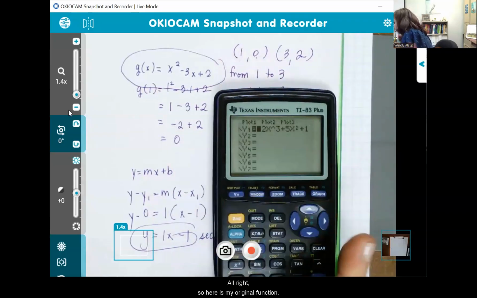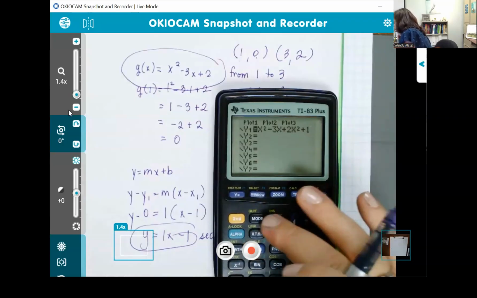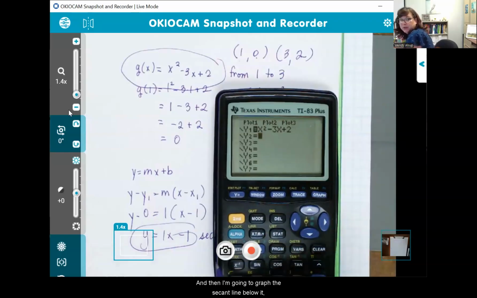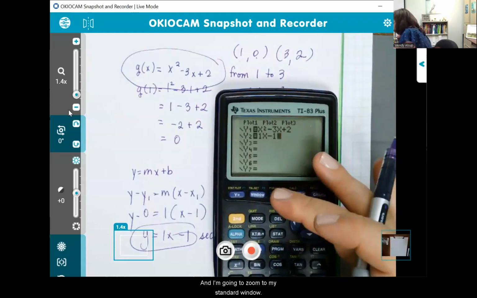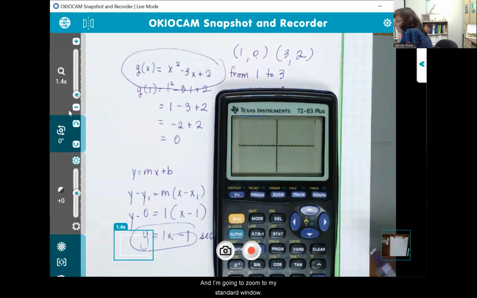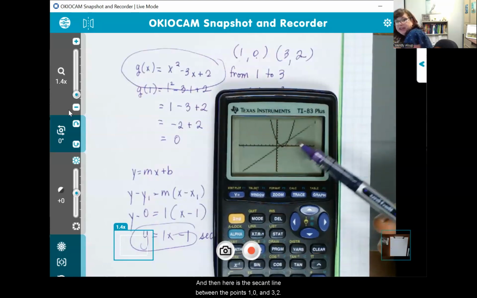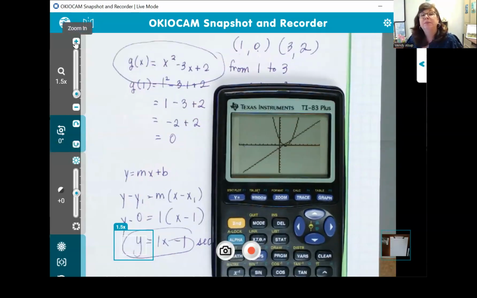So here is my original function, x squared minus 3x plus 2, and delete everything else off. And then I'm going to graph the secant line below it, which we said was 1x minus 1. And I'm going to zoom to my standard window. So here's that original function, and then here is the secant line between the points (1, 0) and (3, 2).